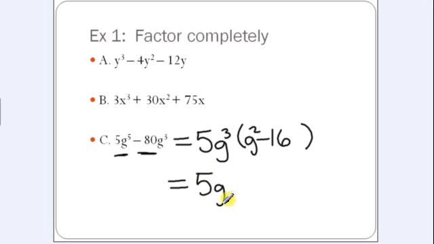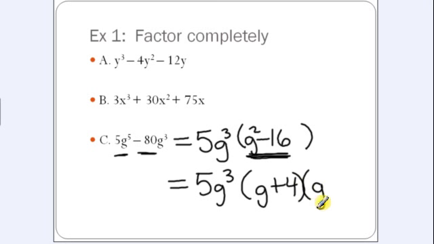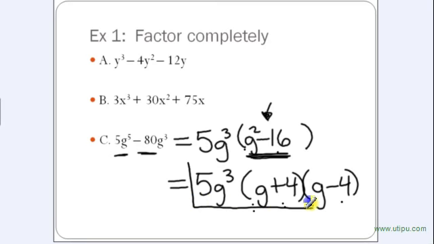Now, let's see if we can factor this any further. I notice that this would be the difference of perfect squares. So that factors into (g plus 4) times (g minus 4). Because, once again, first times first would equal first. Last times last would equal last. And the outside times outside plus inside times inside are opposites. They cancel each other, thus leaving no g term in here. So my polynomial is now factored completely, is equivalent to what we started out with, and that is my answer.